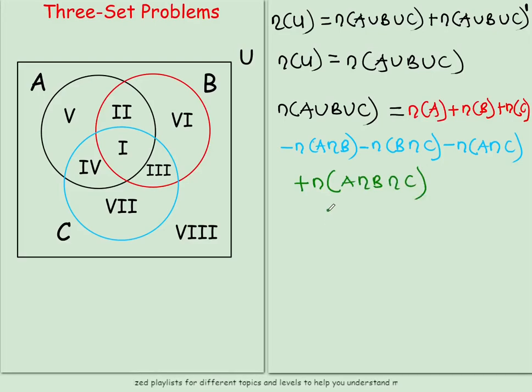So what does the formula say? It says add all in A, all in B, all in C. Then you take out what you have in the intersection of A and B, take out what you have in the intersection of B and C, take out what you have in the intersection of A and C. And then you add what you have as the intersection of the three sets. This is the basic formula we need to solve three-set problems.